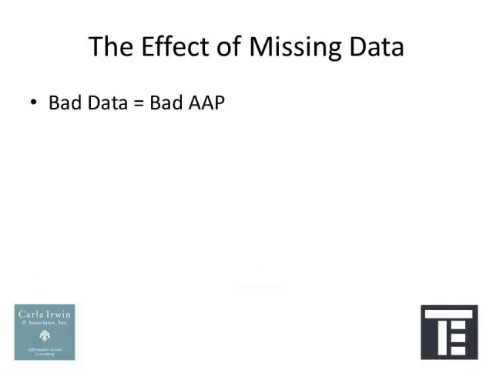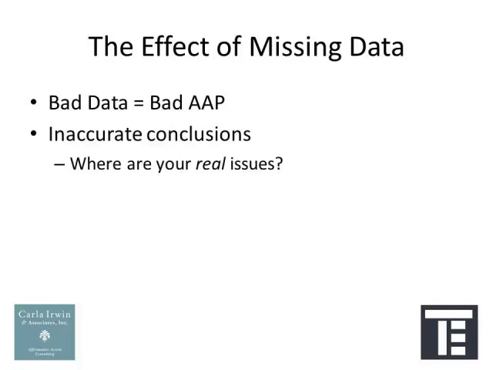Now, the effects of missing data, and we've talked about this at length in the previous presentation, so I'm just going to go through this pretty quickly. Bad data means a bad AAP. If you don't have good, clean, comprehensive data, you're not going to be able to produce a good, clean AAP. Having bad data, having missing data, can lead to inaccurate conclusions. And again, your statistics are really only as good as the data that generate them.